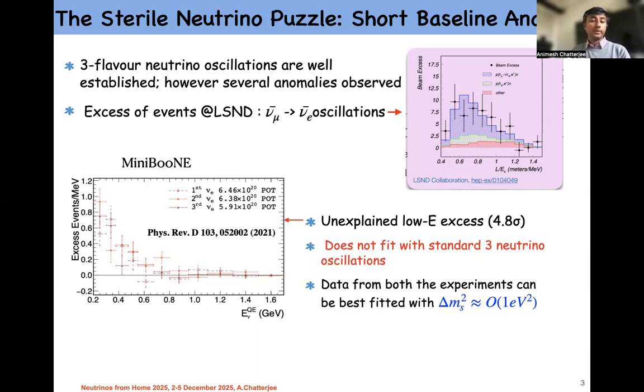Later, the MiniBooNE experiment at Fermilab tried to investigate more the results that LSND observed, using the same L over E. They have taken data both for the neutrino and antineutrino run. For the neutrino run, they have seen an excess at lower energy with a significance of 4.8 sigma. That doesn't fit with the standard three-flavor oscillation. To fit the data, both for LSND and MiniBooNE, we need a higher delta m square, of the order of 1 eV square.